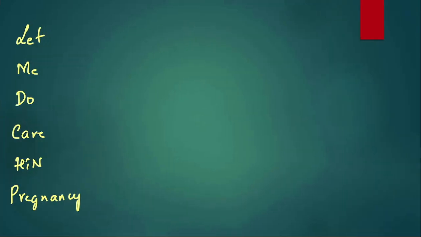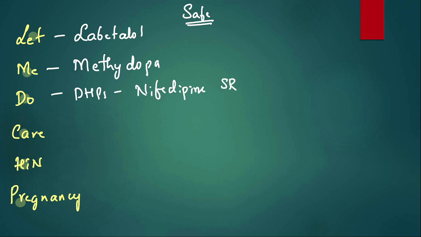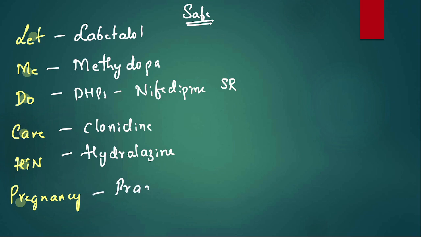So the question is, what are the safe antihypertensives in pregnant women? The mnemonic is "let me do care, hypertension pregnancy." L means labetalol. Me means methyl dopa, just now we discussed. And D means dihydropyridine, and the one is called nifedipine, sustained release. And C for clonidine, which is safer. H for hydralazine, which can be used in hypertensive emergency in pregnant women. And P for prazosin. So these are safe.